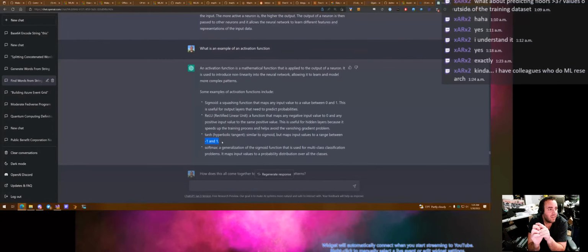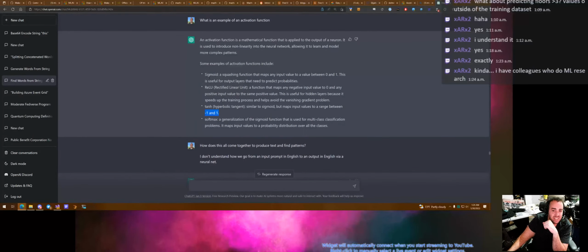Colleagues who do ML, okay. All right, so yeah, you're more of a math person. Does this stuff mean stuff to you? Does a hyperbolic tangent mean something to you?